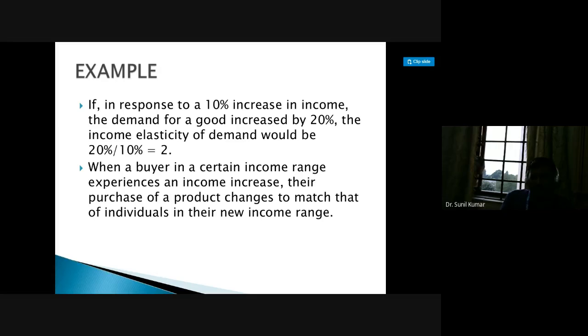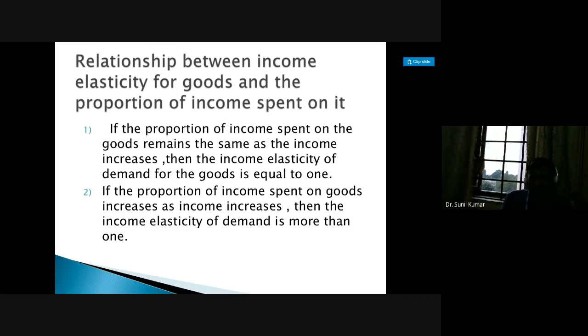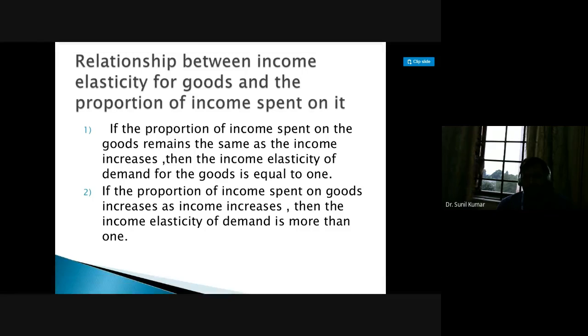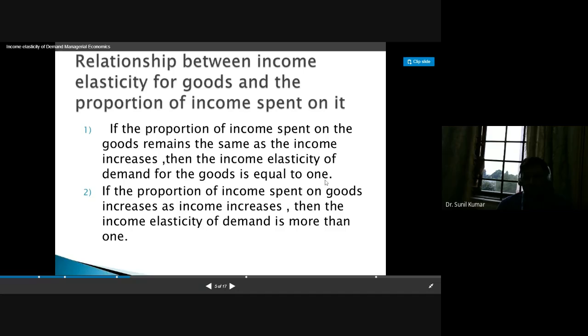When a buyer in a certain income range experiences an income increase, their purchase of the product changes to match individuals in their new income range. Let it be. Let's see if they have calculated some by using the formula or not. If they don't, then we will start. If the proportion of income spent on the good remains the same as income increases, the income elasticity of demand for the good is equal to 1. If the proportion of income spent on the good increases as income increases, then the income elasticity of demand is more than 1.